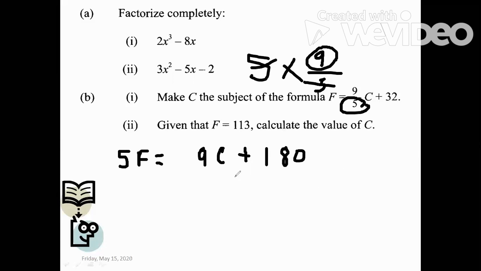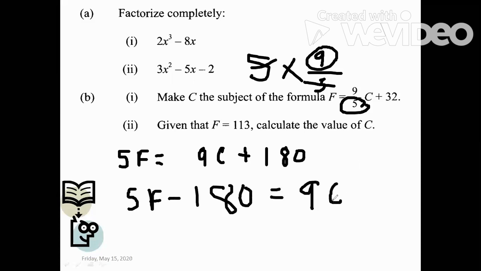All right, so we want C. So I don't need 180 over here. So I'm going to subtract 180 on the right and also on the left. So we end up with 5f subtract 180 equals 9c. It's not 118, let me check it. 5 times 32 is actually 160.